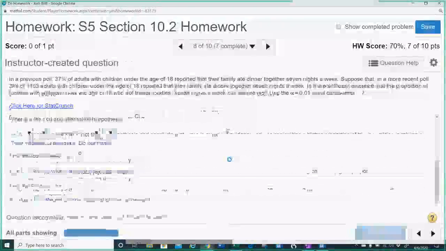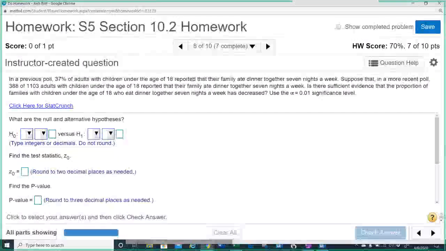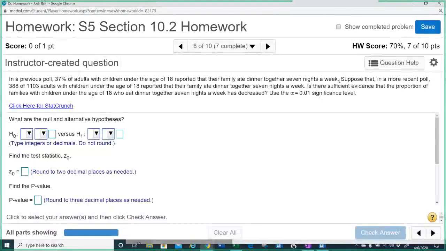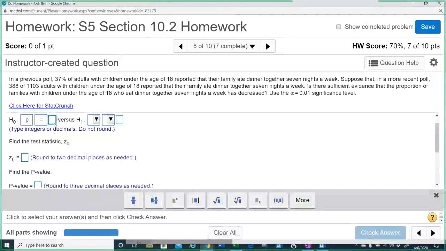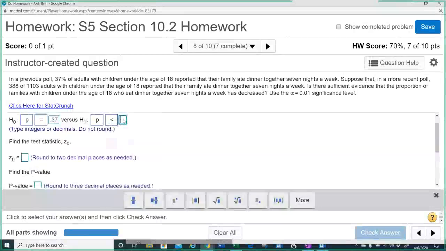All right, so again, previous poll, 37% of adults with children under the age of 18 reported their family ate dinner together 7 nights a week. Suppose that in a more recent poll, 388 of 1103 adults with children under the age of 18 reported they ate dinner together 7 nights a week. Is there sufficient evidence that the proportion of families who eat dinner together 7 nights a week has decreased? So back when it was 37, and now the proportion is less than 37.